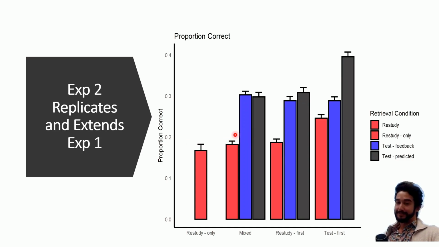And then we can look at the model prediction for these three groups. And again, the test first group, they have a higher PCR. And then we can look at the model predictions for the mixed, restudy first and test first group. So we get the expected effects where the model is able to fit the mixed and restudy first, and we replicate that the model is overshooting the test first group.